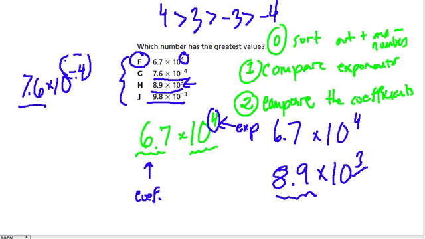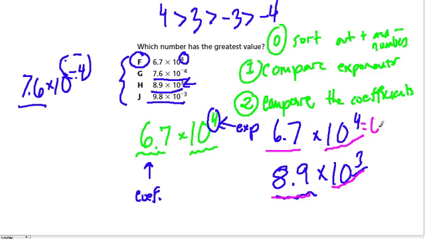And this makes sense because here we're multiplying by 1,000, or 10 to the third. So 8.9 is bigger than 6.7, but 10 to the fourth is 10 times bigger than 10 to the third. So that means you're multiplying 6.7 by 10,000, and I'd rather have 6.7 10,000s than 8.9 1,000s.